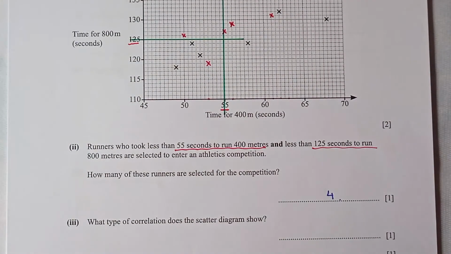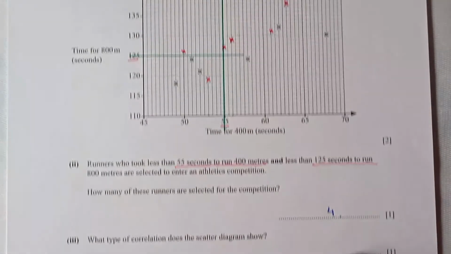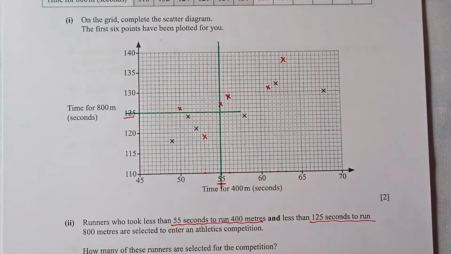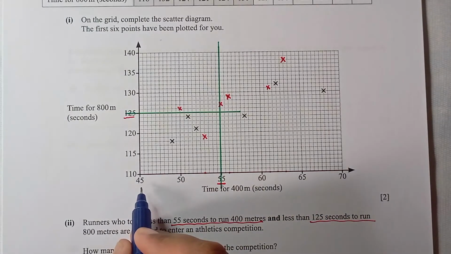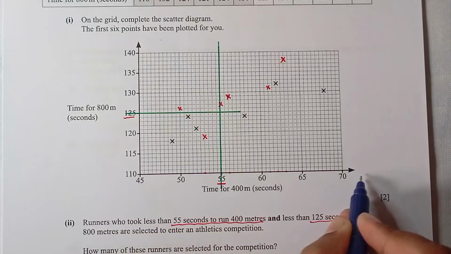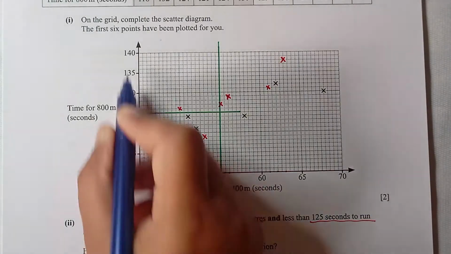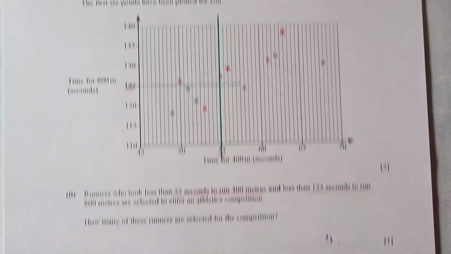Okay, now for the third part, what type of correlation does the scatter diagram show? As you can see, when the time for 400 meters increases, the time for 800 meters also increases. So it is a positive correlation.